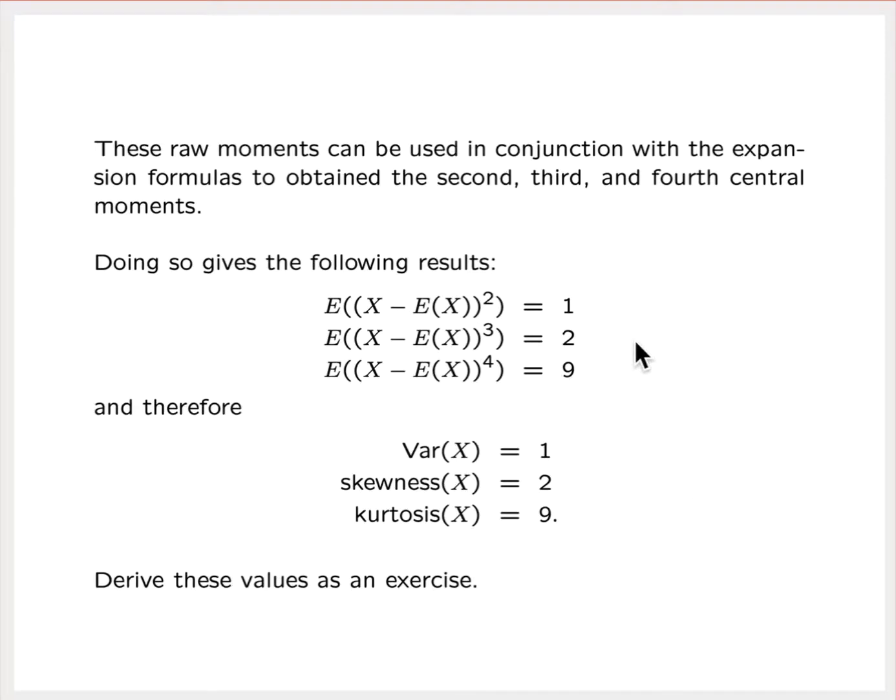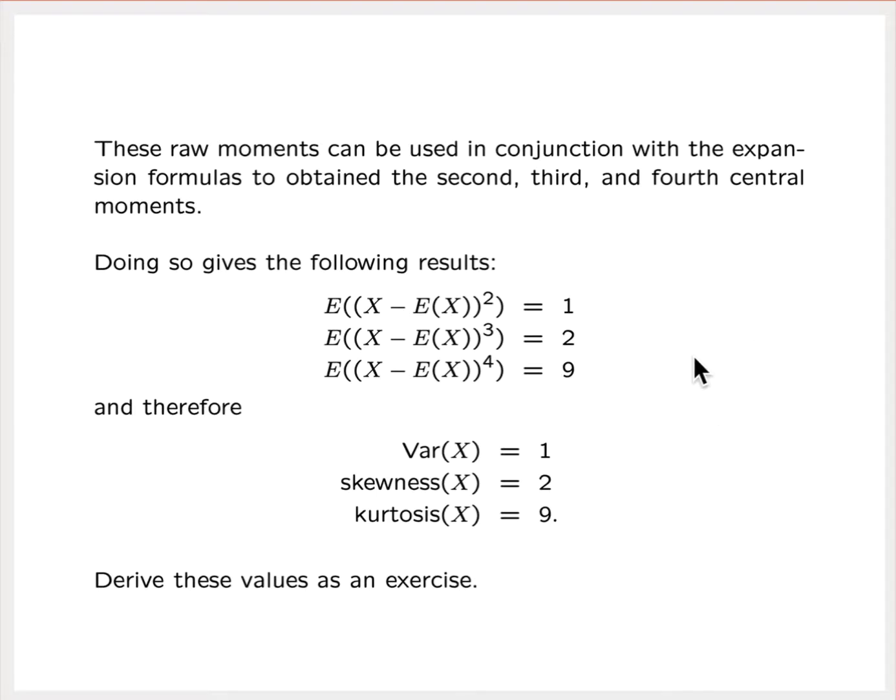Now, these raw moments can be used in conjunction with the expansion formulas to obtain the second, third, and fourth central moments. And so doing so gives the following results. The second central moment is 1. The third central moment is 2, and the fourth central moment is 9. And therefore, the variance of this distribution is 1. The skewness coefficient for this distribution is 2, and the kurtosis of the distribution is 9.